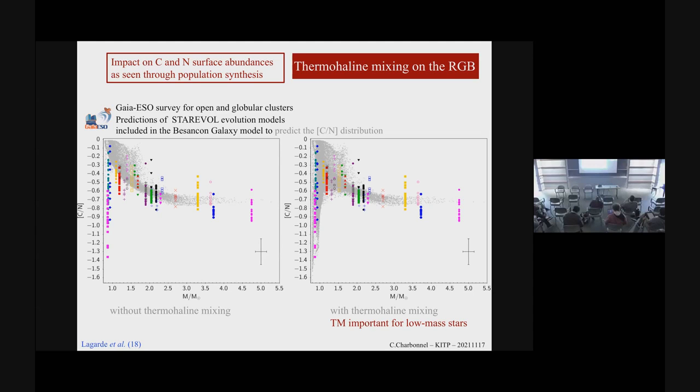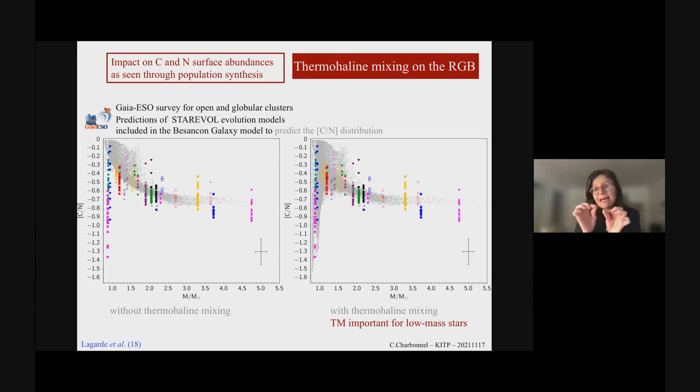Okay, thanks. In a cluster, the stars all have the same age. What is slightly different is the slight mass along the color magnitude diagram. The stars change slightly in mass along the red giant branch, but they all have the same age.